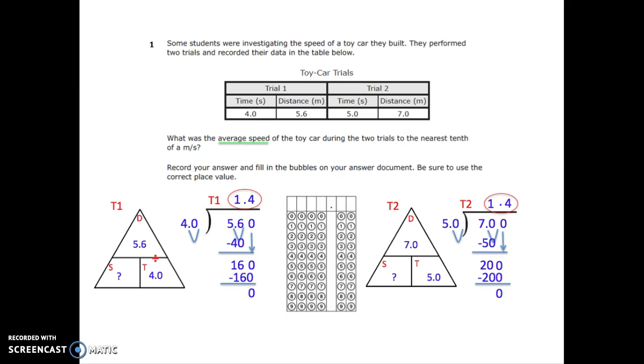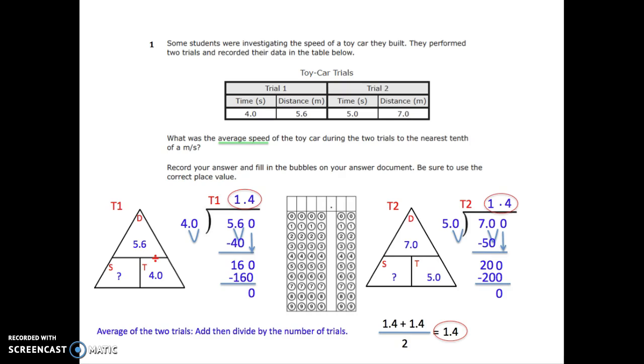It's asking us for average speed. Now when we are solving for an average of trials, we add and then we divide by the number of trials. But our two numbers are the same. So our average should be the same as the two numbers. And we can check it with math. 1.4 plus 1.4 divided by 2 equals 2.8 divided by 2, which ends up being 1.4. So our answer is going to be 1.4 meters per second.